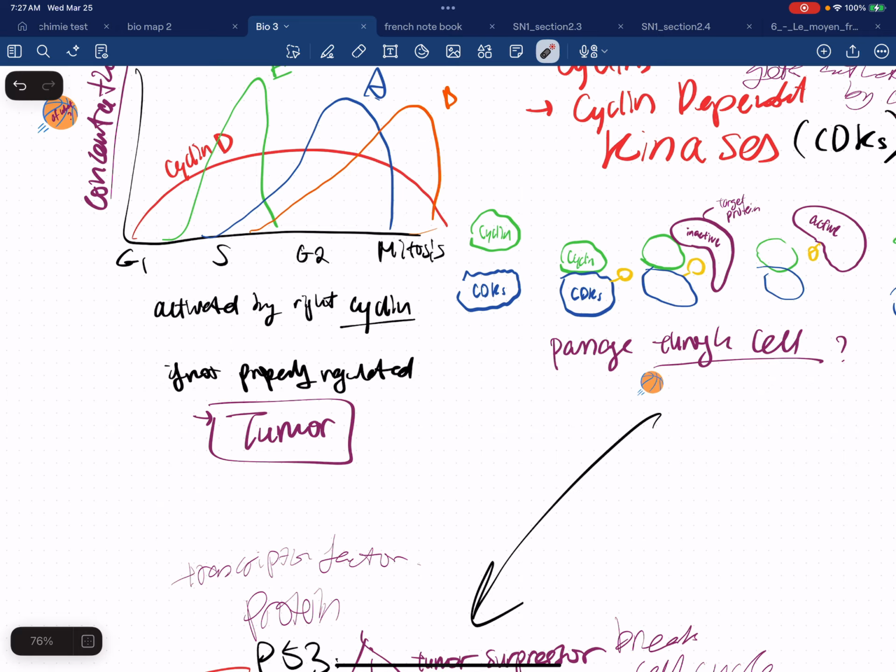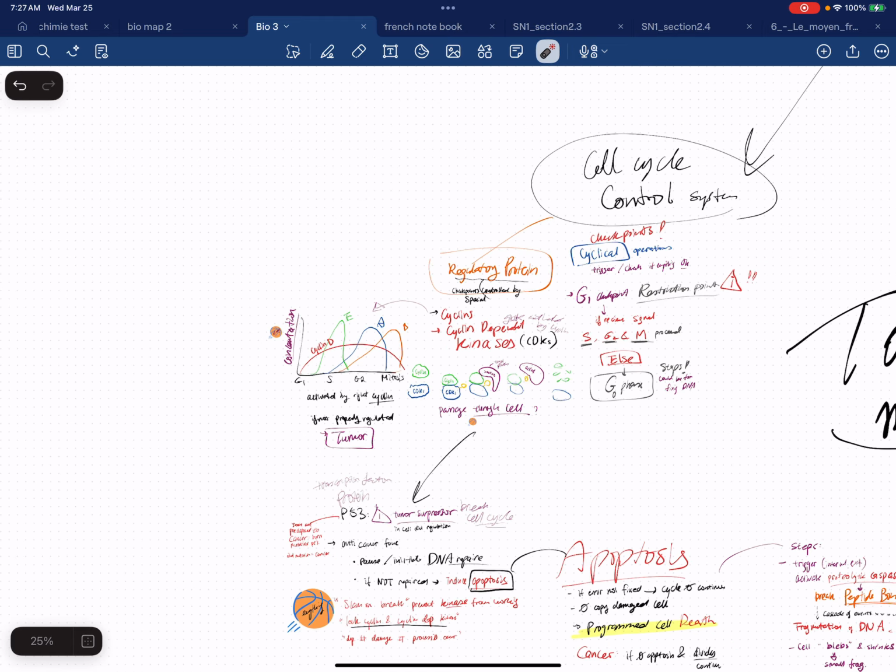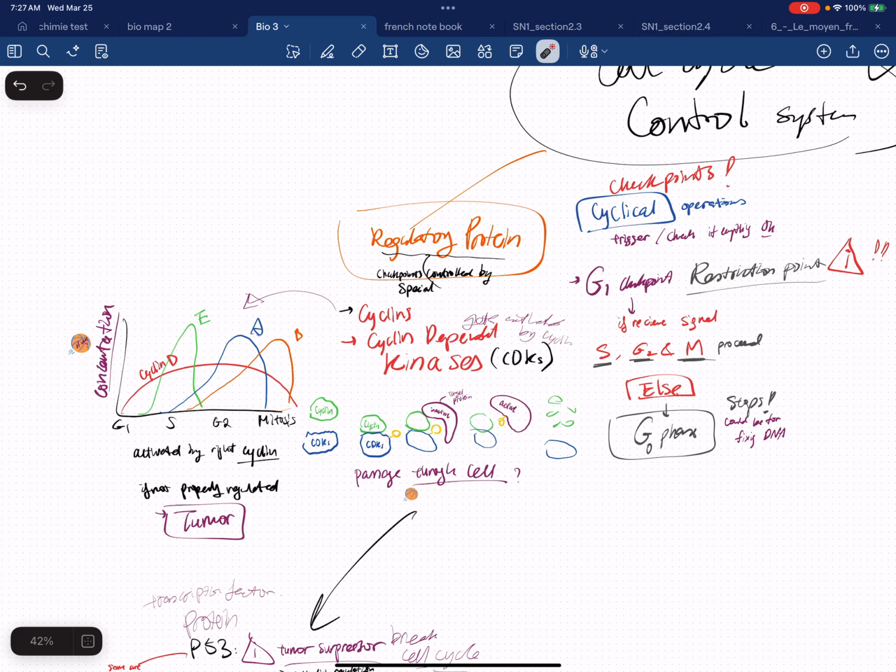So if this was not properly regulated, there are going to be tumors, because if they are not regulating the regulatory proteins, they do too much cell division, which leads to tumors.